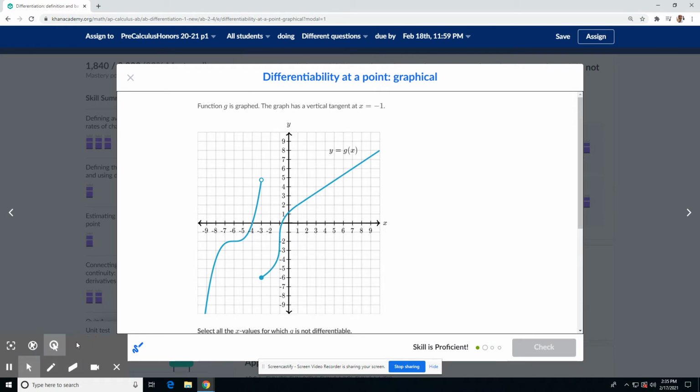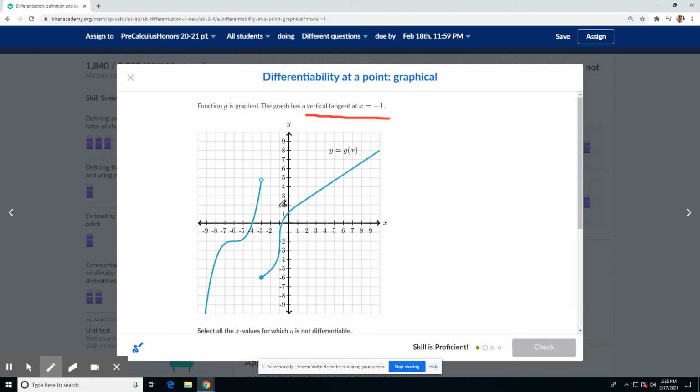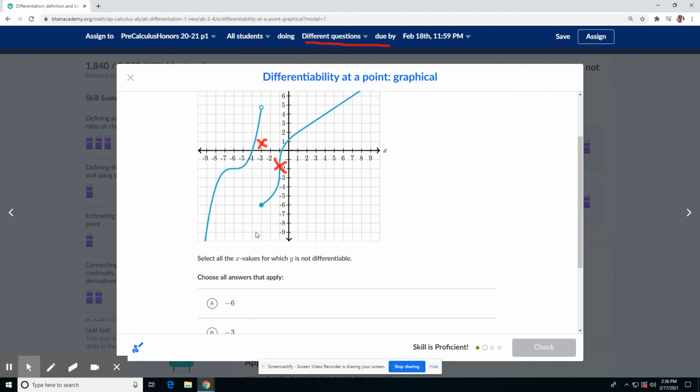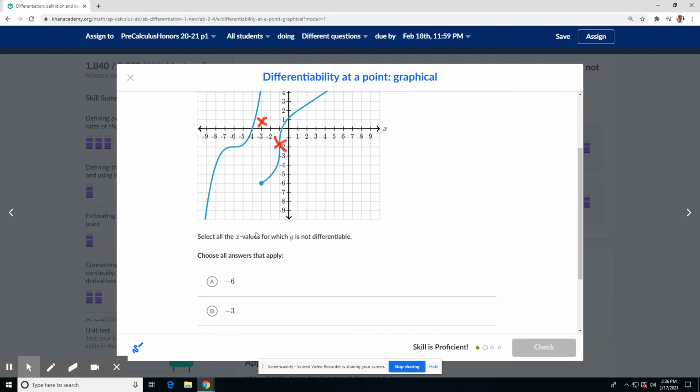Just be careful, read these carefully because they can be a little bit tricky. Vertical tangent at x equals -1. So that is no good. You can't have a slope that's undefined. Look here at -3, it jumps, so no on -3, and everything else looks okay. So that's the game here: no vertical slant, no skipping or lifting up your pencil, and no going off into infinity at an asymptote. So that's at -3 and -1.